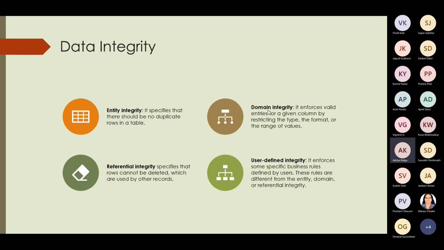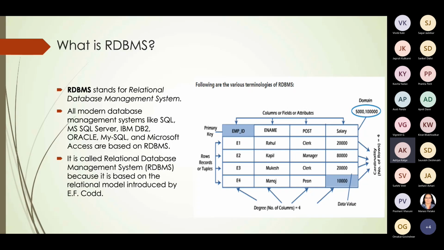So then comes the domain integrity. What domain integrity specifies is that it enforces valid entries for a given column. So basically, here we can see for the salary we have given the domain of 5,000 to 10,000. So basically these are the limits which we specified for employee name.